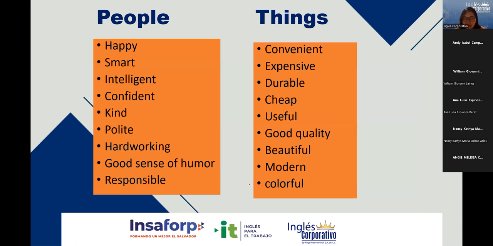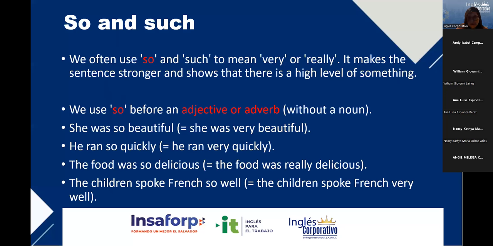Remember yesterday, we were working on a list of vocabulary or adjectives, and we said that we cannot mix adjectives that we use to describe people with adjectives that we use to describe things. I cannot describe a thing as happy or kind or polite. And I cannot describe a person as good quality or colorful or cheap or durable, right? So there are some adjectives for each of the situations. Now, remember yesterday we said that so and such are basically similar, right? They have the same meaning, but the use is different.